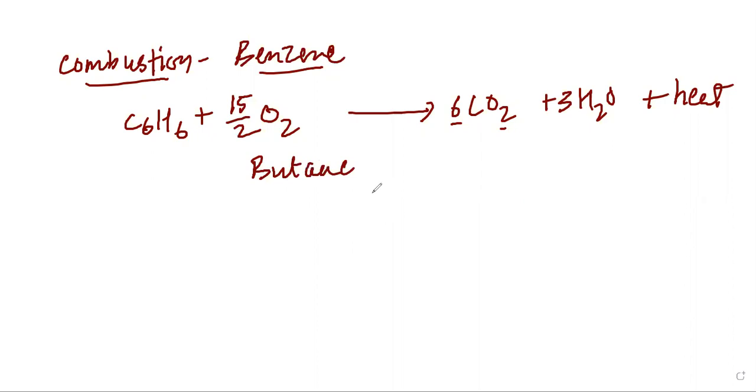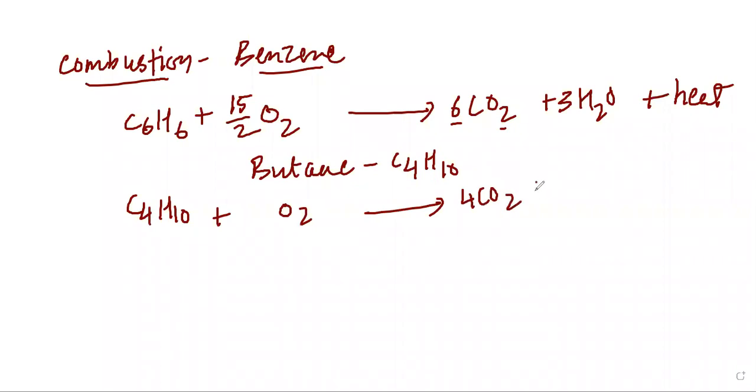Next one is butane. You know, butane is an alkane and it has 4 carbon. So CnH2n+2, that is 4 2s are 8 plus 2, that is 10. So it's C4H10. So we can easily write C4H10. Then we write O2, and then we can see that 4 carbon will give 4 CO2 and 10 hydrogen will give 5H2O. Now we can calculate the number of oxygen. 4 2s are 8 plus 5, 13. So we can write 13 by 2 O2.